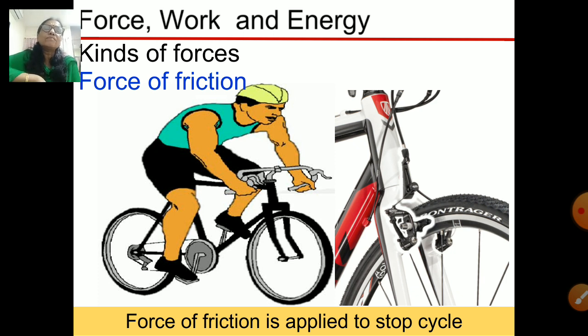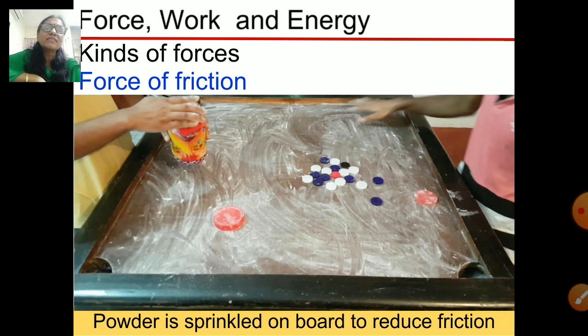Further example, see here. You all must be riding a bicycle, right? So this bicycle also can stop when a friction is applied. You put the brake, isn't it? When you put the brake, a friction is created and it helps to stop the bicycle.